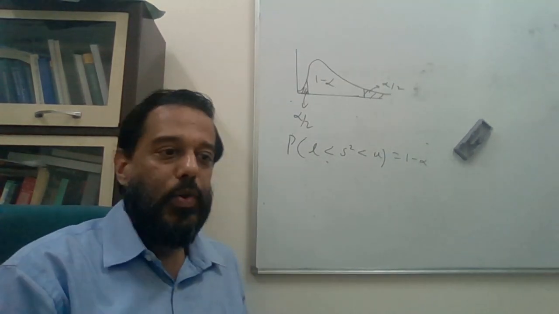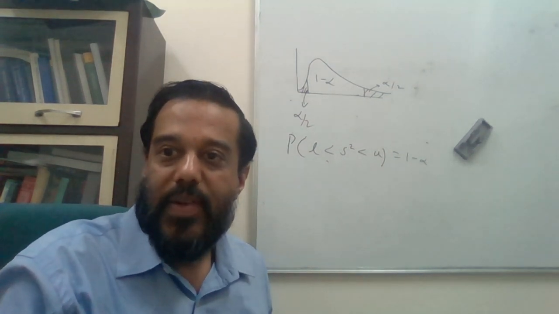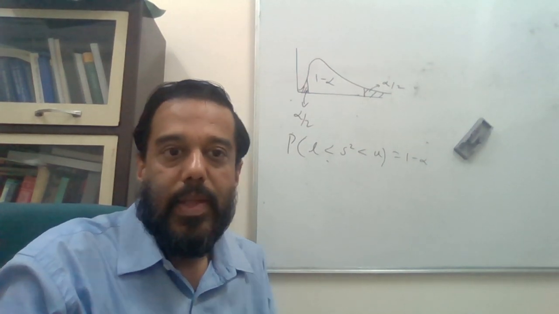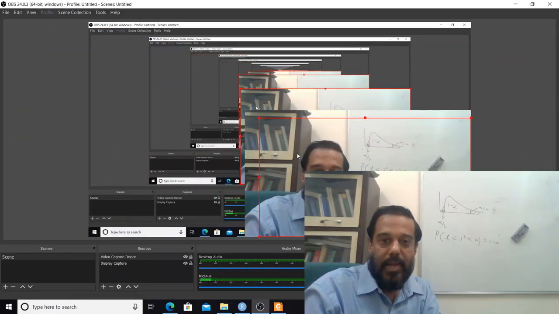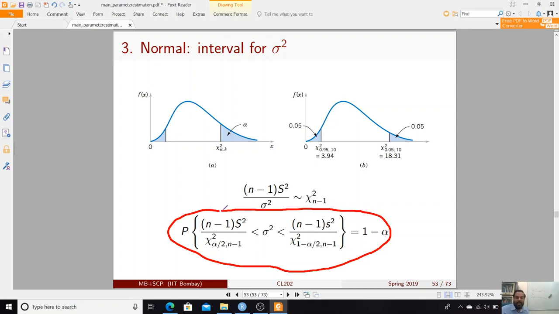Okay, and now you can convert into a standardized variable, and after converting into a standardized variable, before I forget, I should minimize this, otherwise you will not see any of the screen. Okay, so now you should be able to see my desktop. So then by standardizing it, you will be able to write that probability statement for the standardized case.